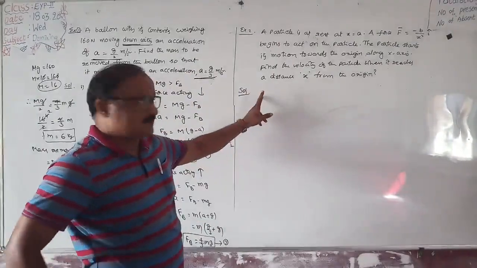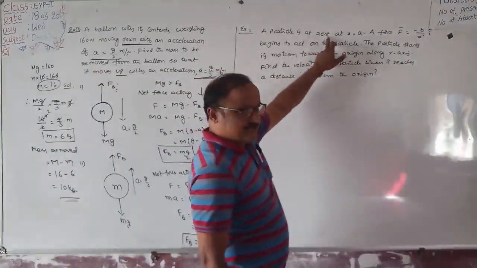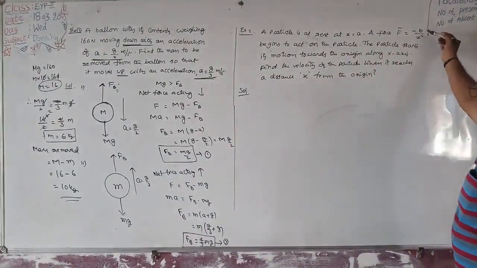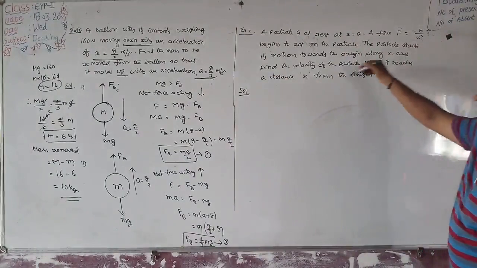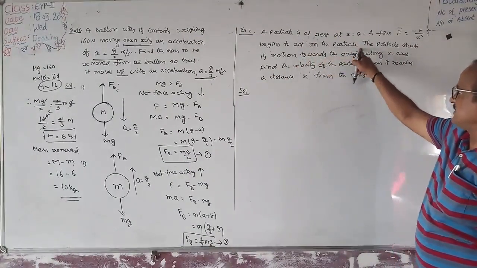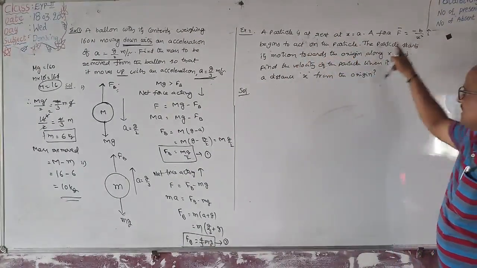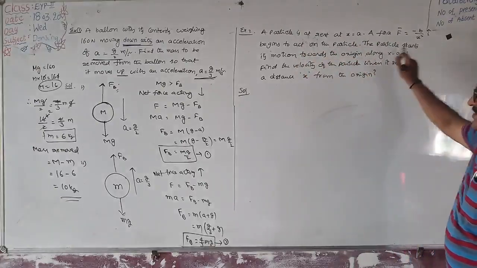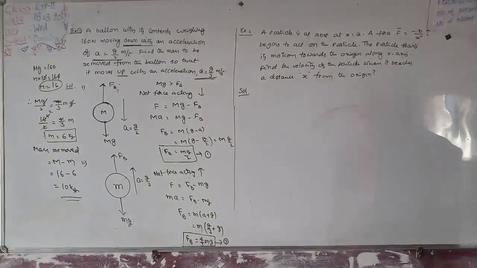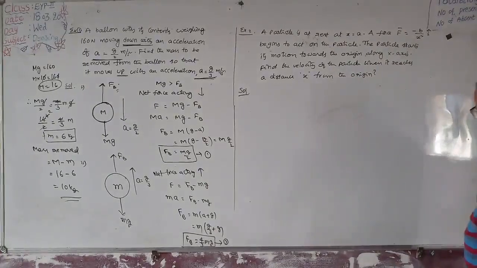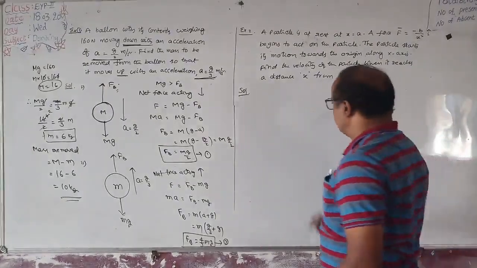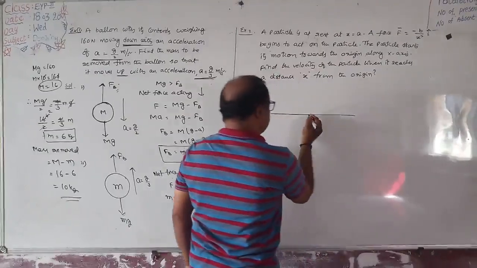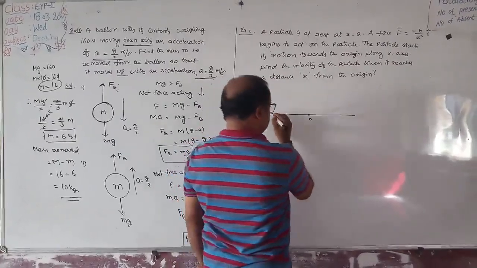Second question. A particle is at rest at x equal to a and a force F equal to minus b by x square into i cap begins to act on the particle. The particle starts its motion towards the origin along the x-axis. Find the velocity of the particle when it reaches a distance x from the origin. Right? So first, what is the situation here? This is the x-axis and this is the origin. It is the x direction.